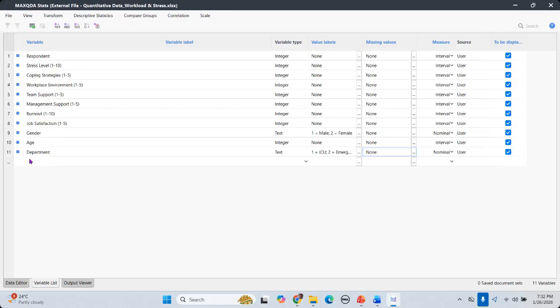Now, I just want to prepare the frequency table. In order to prepare the frequency table, as you can see, there is an option called descriptive statistics. Just click on descriptives. There is an option called frequencies.